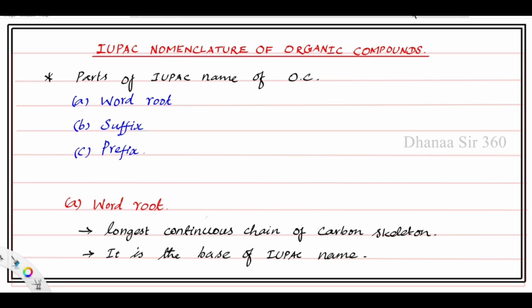Vanakkam. Today we will discuss IUPAC nomenclature of organic compounds. At the earliest stage, few organic compounds were known, so nomenclature was not important. After that, we discovered a lot of organic compounds, so we needed a new method to name them. So the organization called IUPAC, International Union of Pure and Applied Chemistry, designed the rules to name organic compounds. Let us see the rules.